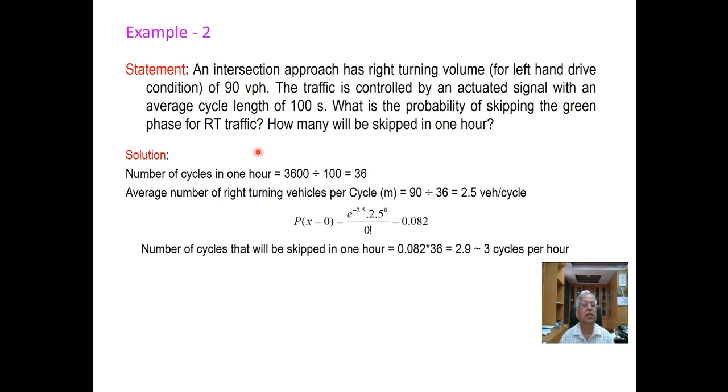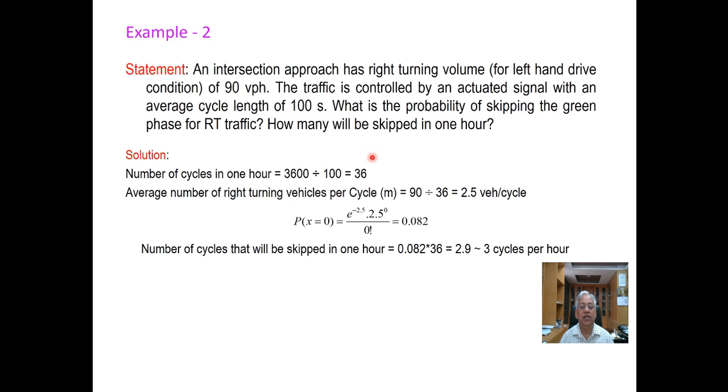The statement is that an intersection approach has a right turning volume of 90 vehicles per hour. The traffic is controlled by an actuated signal with an average cycle length of 100 seconds. What is the probability of skipping the green phase for right turn traffic? That means there will be no arrival of right turn in a particular phase. And how many will be skipped in 1 hour?